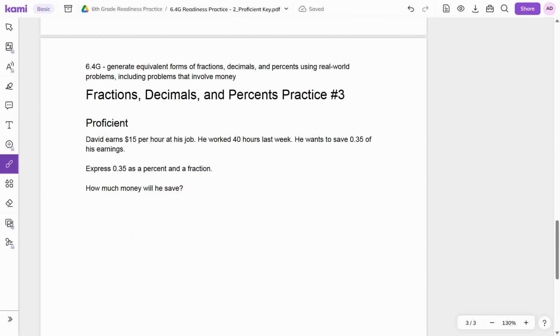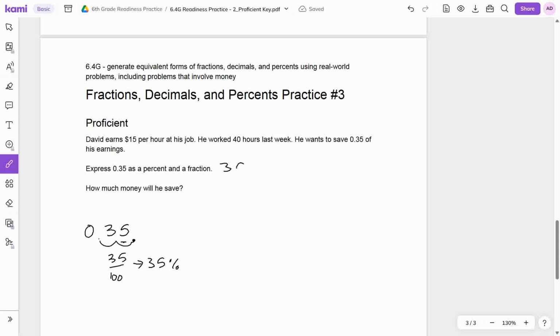And for our third problem, $15 an hour, works 40 hours. He wants to save 0.35 of his earnings. So we need to change it into a percent and a fraction. All right, so we've got a decimal. So when we change that from a decimal to a percent, right, we can think per 100, this is 35 hundredths. So that is going to equal 35%. Or we could just move the decimal over twice and we get 35%.